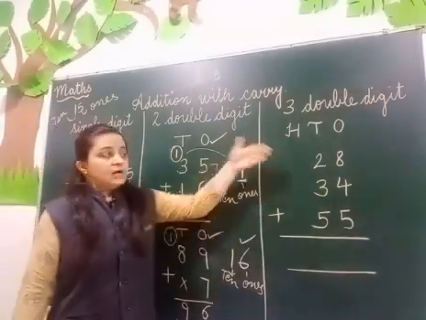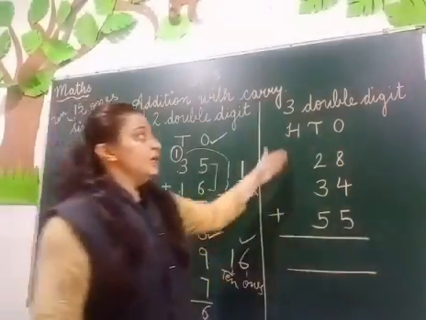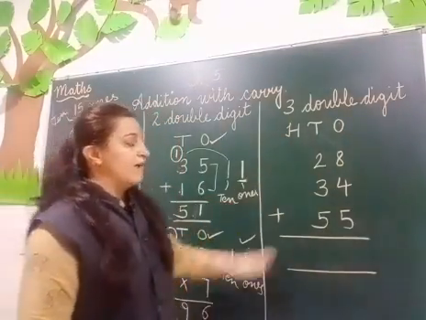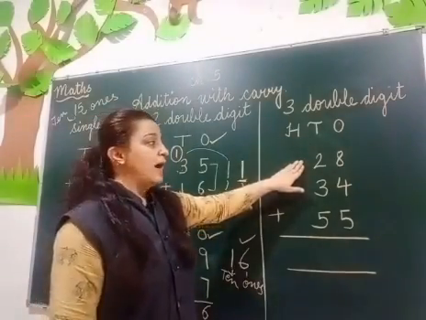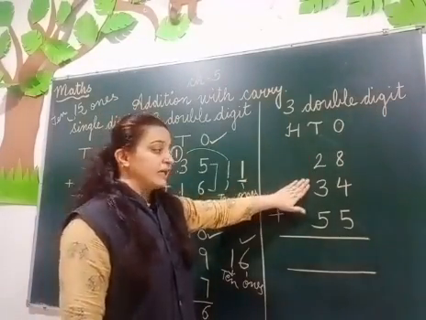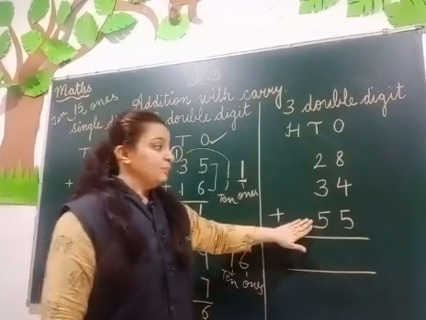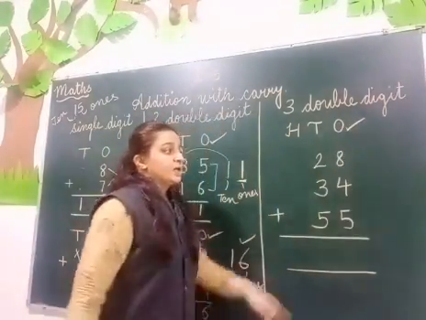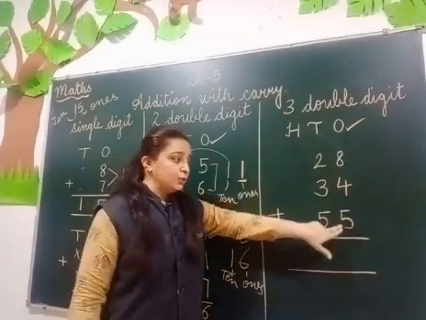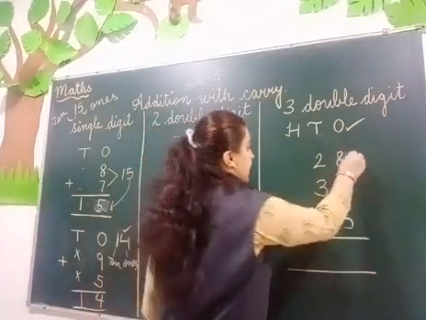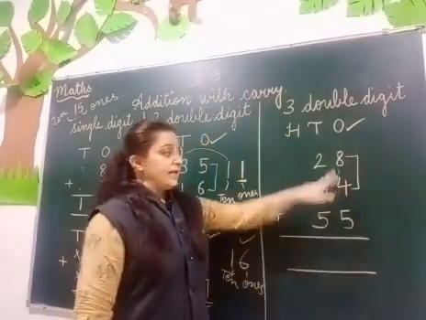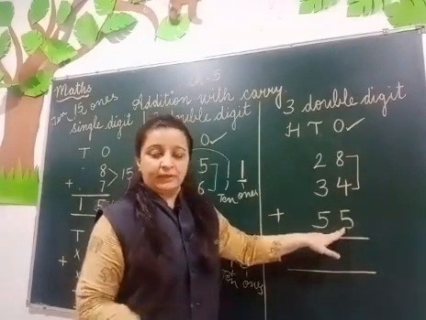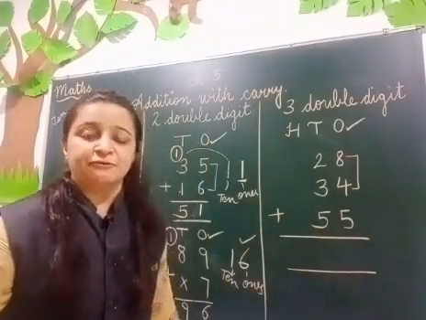Okay. Now let us move to 3 double digit numbers. Addition of 3 double digit numbers. Now I have 3 numbers to add, that is 28, 34 and 55. Now you will start the addition with the ones place. How will you add 3 numbers? First you will add 8 and 4, then to the answer you get by adding 8 and 4, you will add 5. Okay, so let us add 8 and 4 first.